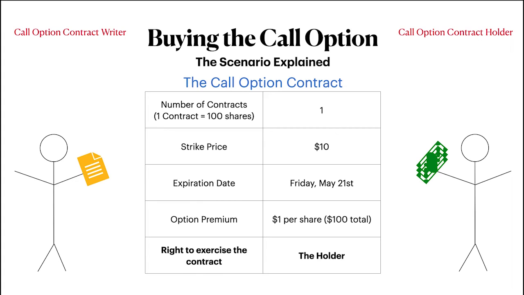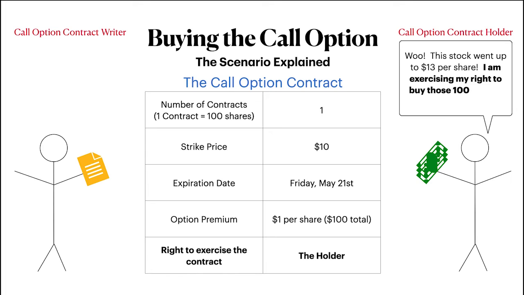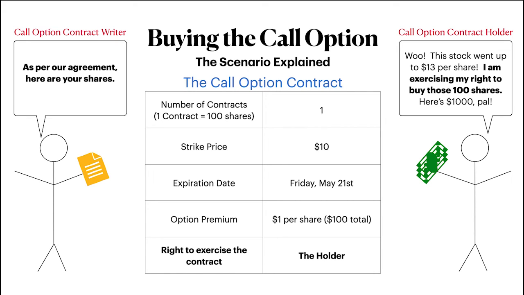So, bringing the writer back into this, and the holder is back on the right-hand side here. So this is the person who sold the contract. This is the person who bought the contract. The holder says, all right, this stock's up at 13 bucks. I'm going to exercise my right to those 100 shares. Here's $1,000. So they are paying $10 per share for 100 shares. That's the $1,000 because they already paid that premium. They already entered the contract. And then, as per our agreement, here are your shares.